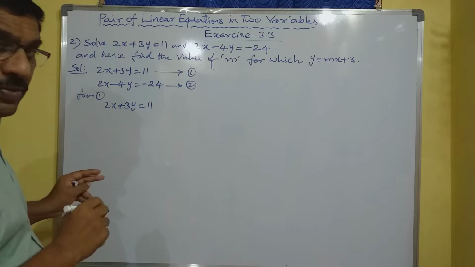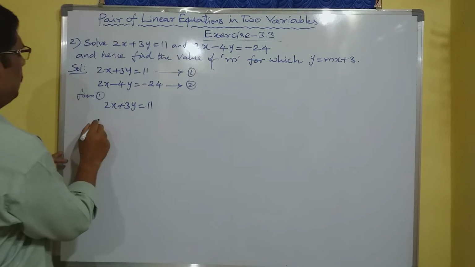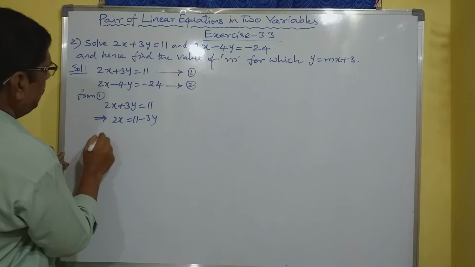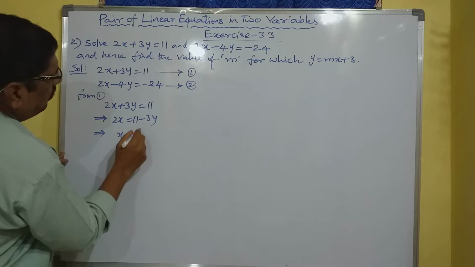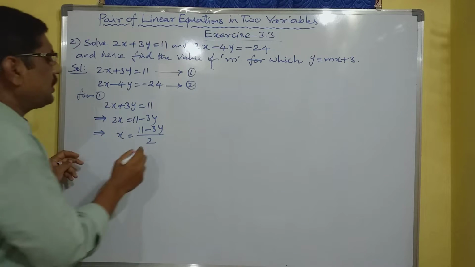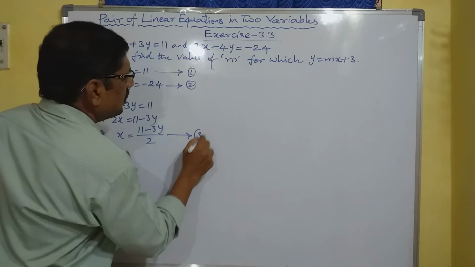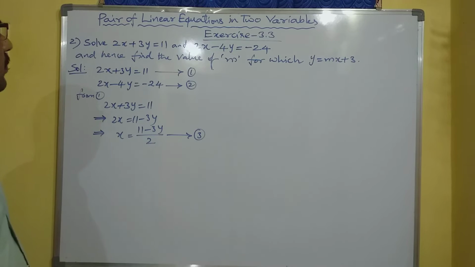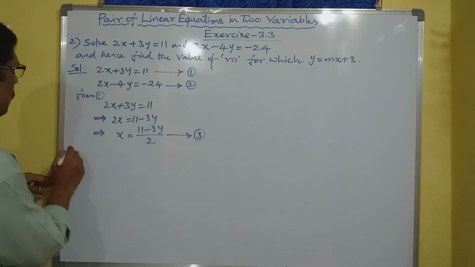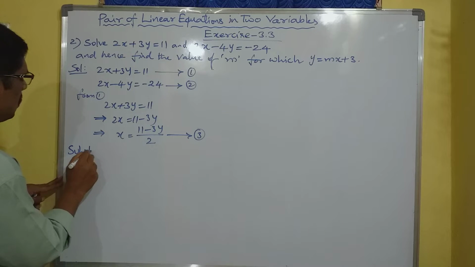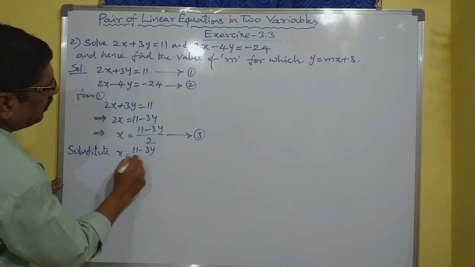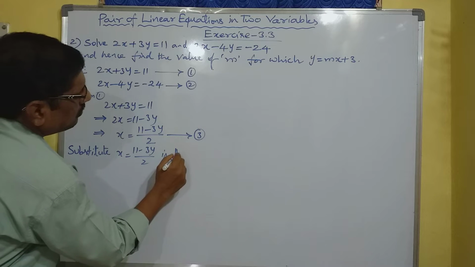Now let us make x the subject. This implies 2x = 11 − 3y, and then x = (11 − 3y)/2. Let us take this x value as equation 3: x = (11 − 3y)/2. Now substitute x = (11 − 3y)/2 in equation 2.